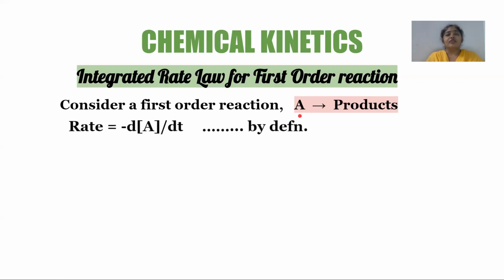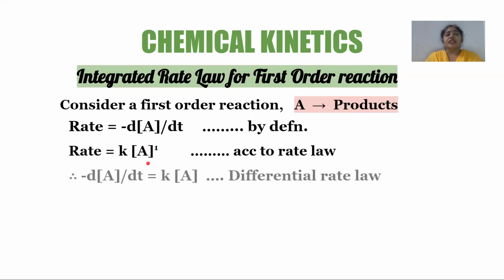Now, how do we define the rate of this reaction? According to the basic definition of the average rate of a reaction, the rate is nothing but minus dA by dt, right? We can also define the rate of reaction in terms of the rate law. The rate law says the rate of the reaction is equal to K, the rate constant, into the concentration of reactant raised to 1, since this is a first order reaction. Now both these expressions denote the rate of the same reaction, and hence we can equate the right hand sides. So we get minus dA by dt is equal to K into A raised to 1, or simply K into A, the concentration of reactant A.